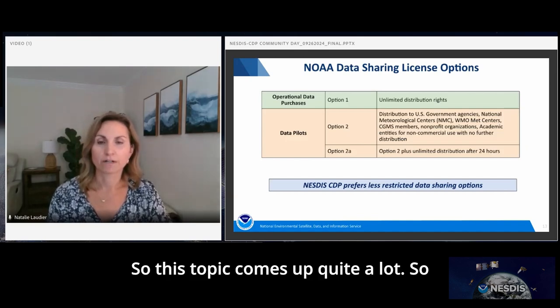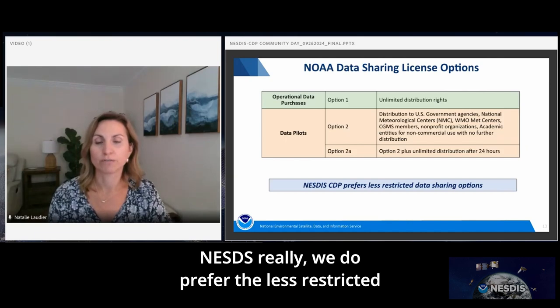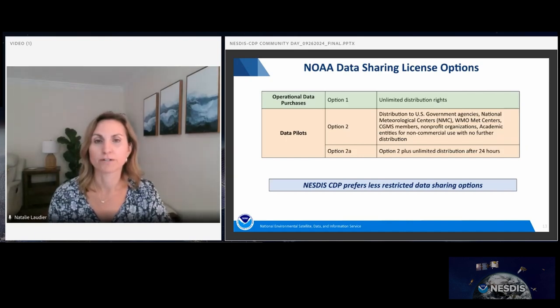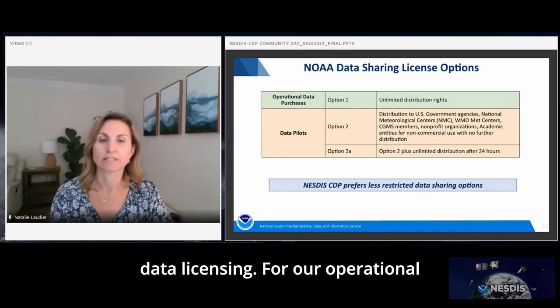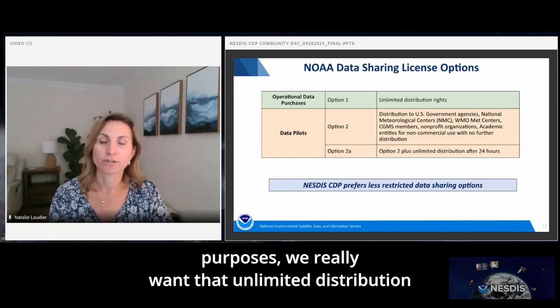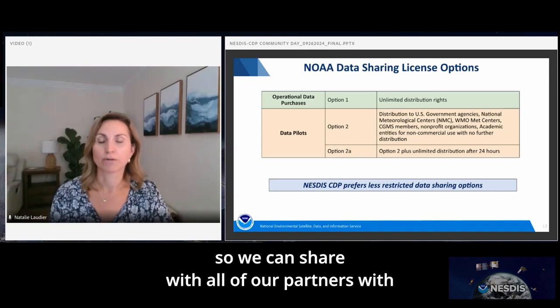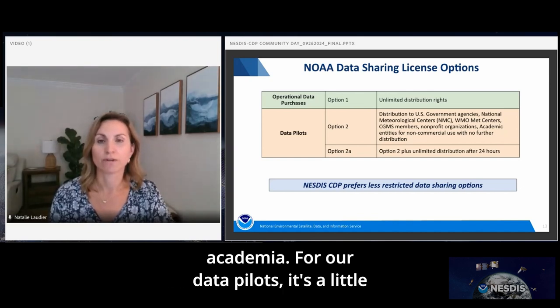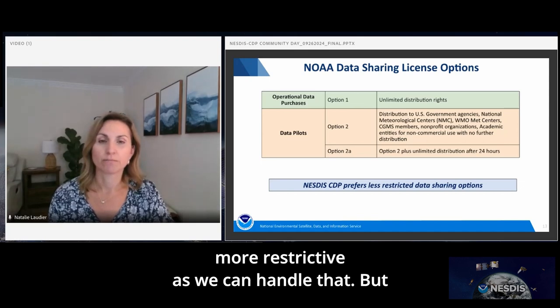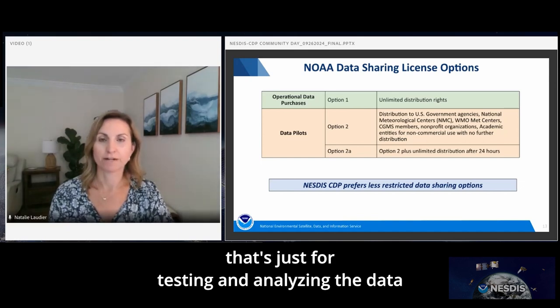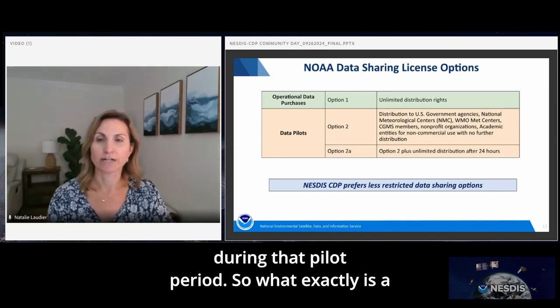So this topic comes up quite a lot. So NESDIS, really, we do prefer the less restricted data licensing. For our operational purposes, we really want that unlimited distribution so we can share with all of our partners, with academia. For our data pilots, it's a little more restrictive as we can handle that, but that's just for testing and analyzing the data during that pilot period.